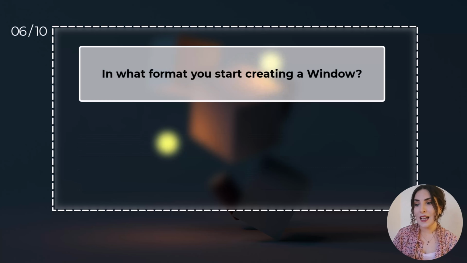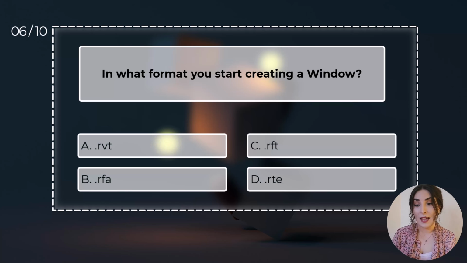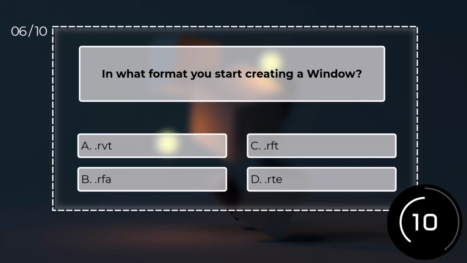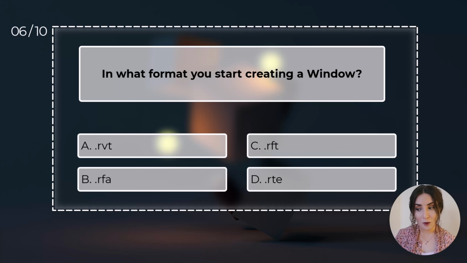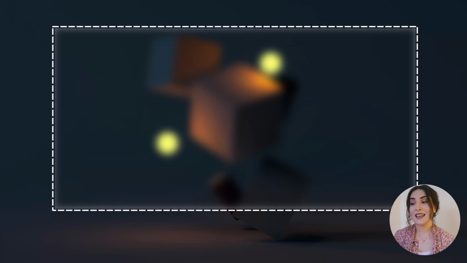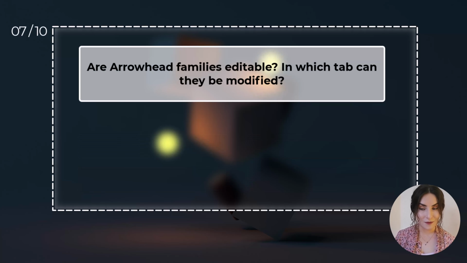Question number 6. In what format do you start creating a window? A. RVT, B. RFA, C. RFT, and D. RTE. I've talked about some of these formats, but not all of them, so it's okay if you're not sure about it. Next question, question number 7.